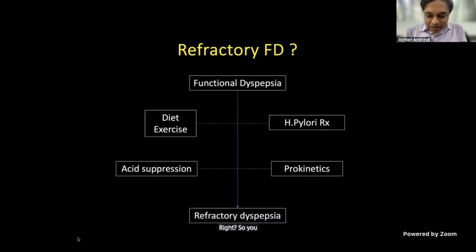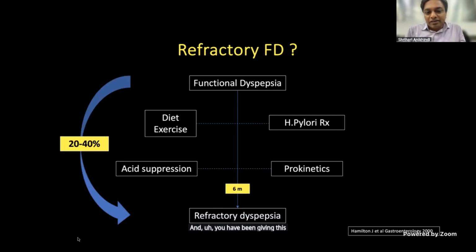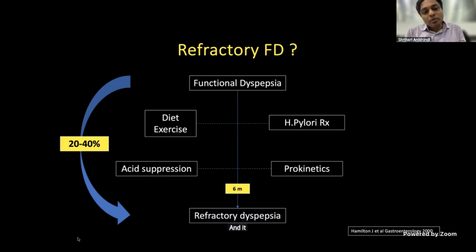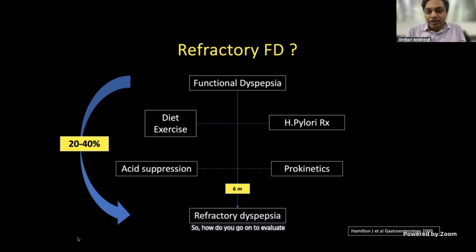So you have started these patients, a patient with functional dyspepsia, on treatment, and you have been giving this, and for 6 months the patient is on treatment, but still the patient has symptoms, he is not improving. That is when these patients are labeled as refractory dyspepsia, and it is seen that around 20 to 40% of people suffering from functional dyspepsia will eventually need some other therapy, and these are patients with refractory dyspepsia. So how do you go on to evaluate, investigate, and treat such patients?